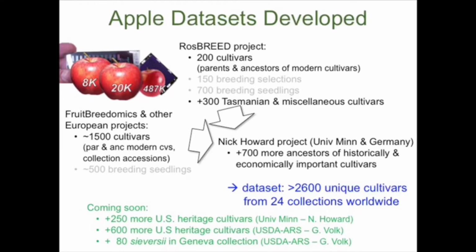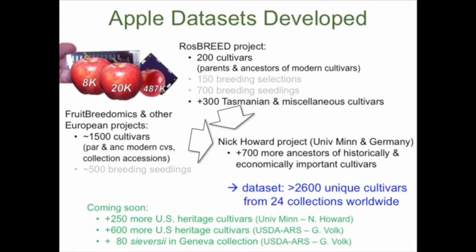Very recently, we just got in some data from about 300 Tasmanian, and some other miscellaneous material as well. And then all this stuff, one of the guys I showed earlier, Nick Howard, he's been collecting all of this and putting it together. He's been adding a whole bunch of additional ones on as well. So he's really got the big master database there. So more than 2,600 unique cultivars, let alone many, many hundreds and thousands of seedlings, but actual cultivars from 24 collections around the world we've put together.